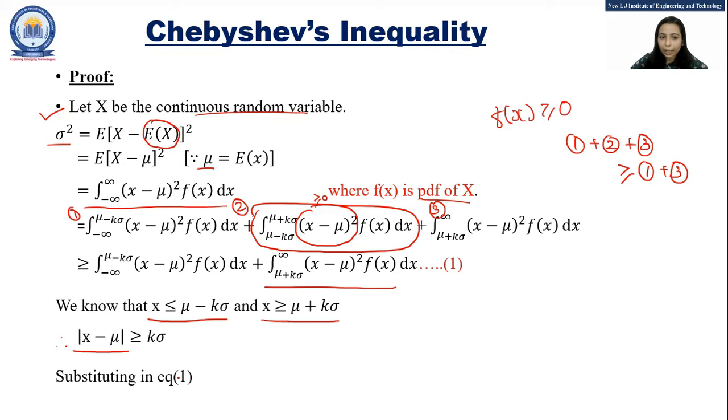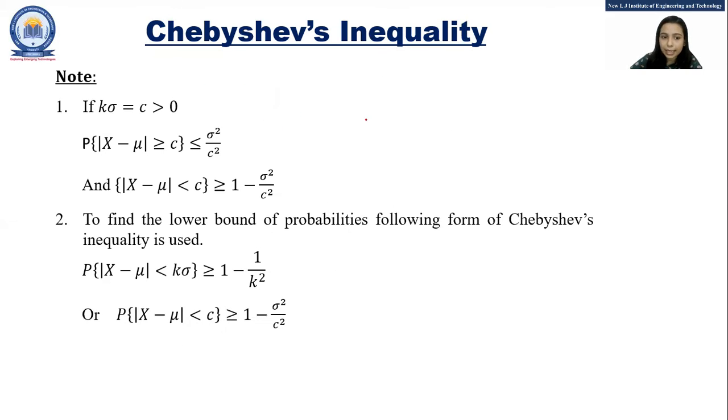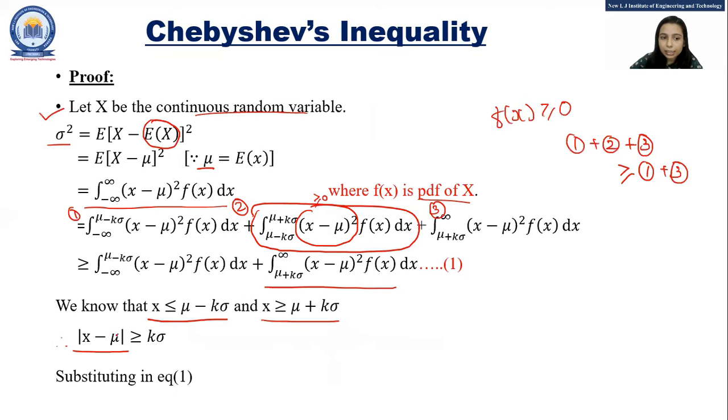Now we substitute this value in equation number 1. So from that we can write sigma square is greater than or equal to the integral of k square sigma square f of x dx. Here, instead of mod x minus mu greater than or equal to k sigma, if we square both sides, we can write x minus mu square greater than or equal to k square sigma square. So instead of x minus mu square, I am putting this value, k square sigma square.